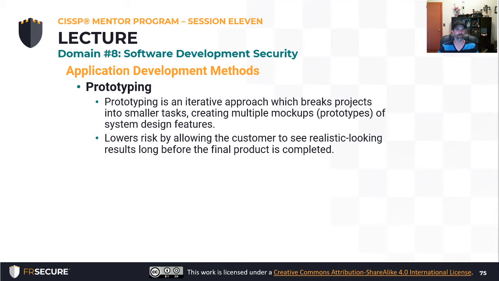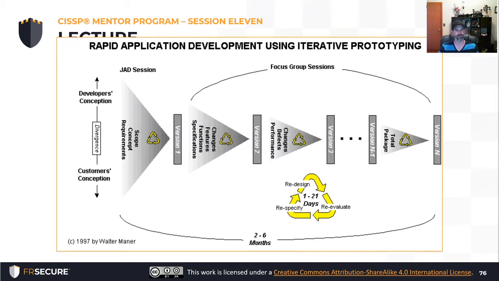Prototyping is going to be the iterative approach. So we create some mock-ups, some prototypes. It allows for a little bit lower risk, because the customer is able to see the product in progress before it's finished. It looks a little bit like this. So this is a rapid application with iterative prototyping. They write some code, they publish some code. People take a look. You see here the 1 to 21 days to reevaluate, respecify and redesign, in this 2 to 6 month larger process. Again, not necessarily going to see this in this form as much anymore, but it does exist out there. And I think a lot of prototyping has just gotten to they just use Agile because Agile already accounts for all that.